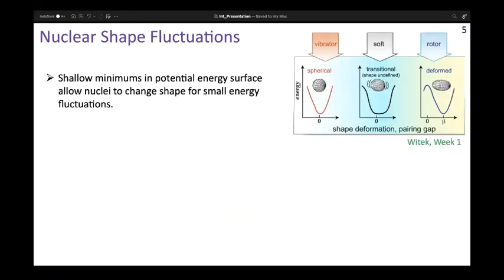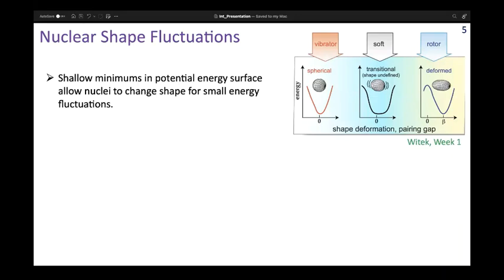If life would have been simple, the shape parameters would have been fixed. They would not fluctuate. But as it turns out, it is not quite so easy. So if we try to draw the potential energy surface as a function of the deformation parameter beta, we can get a variety of curves. For example, for the vibrator and the rotor case, what we'll have is a sharp minimum. And so a small amount of fluctuations are really not going to affect our system.